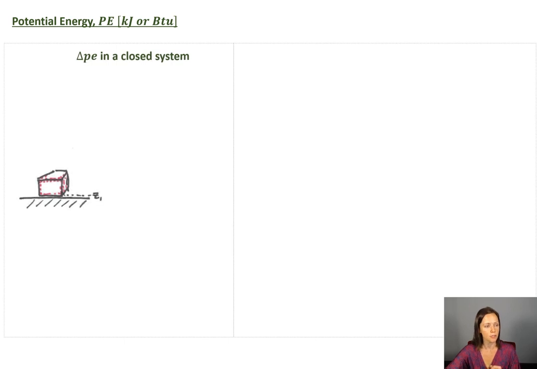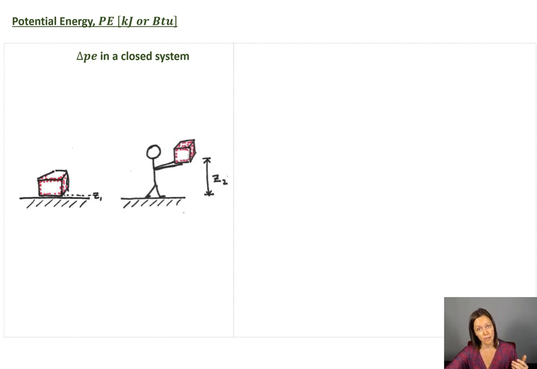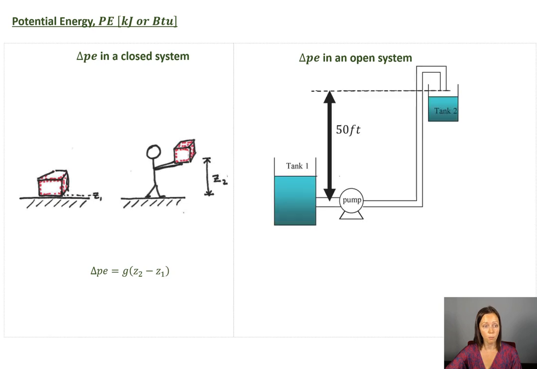So for a closed system, let's say you've got a box and it's got something in it and you're interested in analyzing it. At state 1, it's sitting on the ground. And then somebody comes along and picks it up. So your change in potential energy would just be g times the elevation change, z2 minus z1. So this would be in terms of BTU per pound mass or kilojoules per kilogram. Now, change in potential energy in an open system.